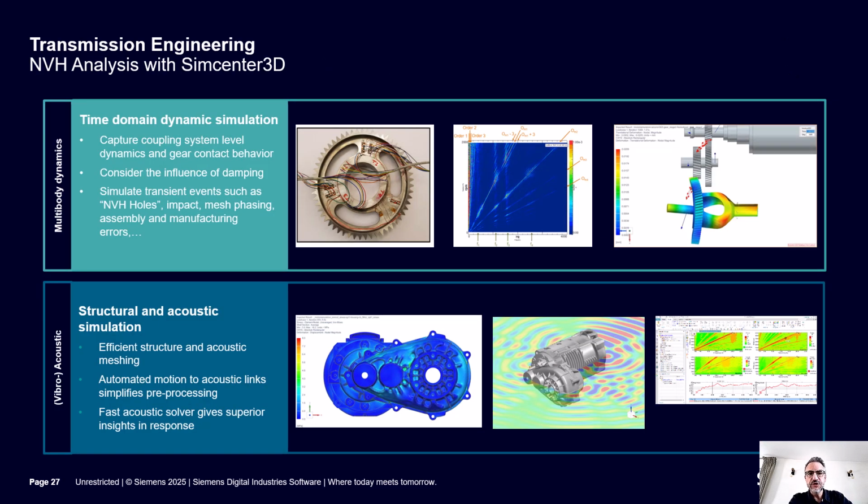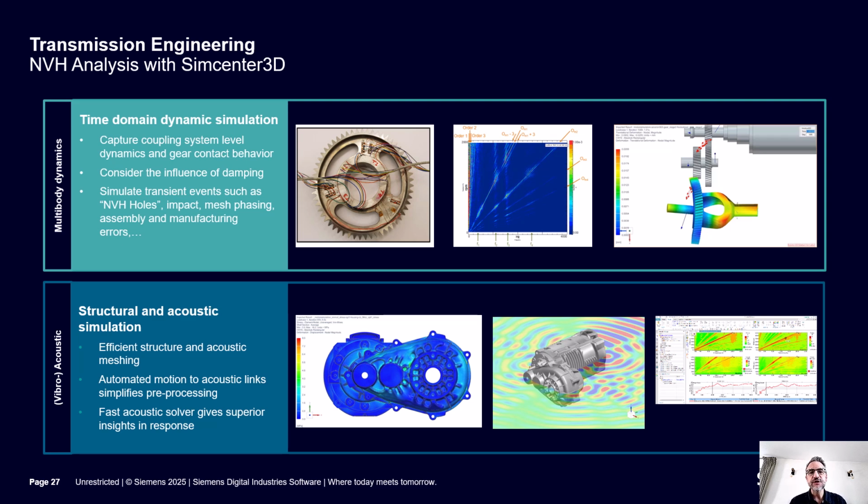Looking at the transmission NVH, also in this detailed design stage, we are going to be able to look much more in detail at the impact of the construction on NVH. For instance, we can capture the coupling between the system level dynamics and the deformation on the shaft and on the gear contact. We're able to consider the influence of damping.